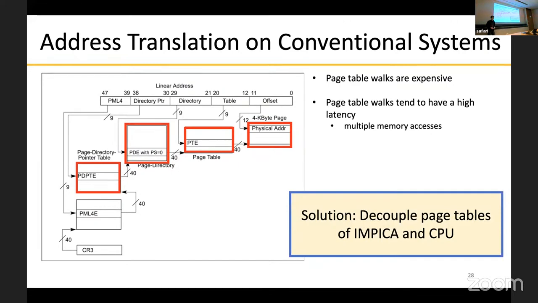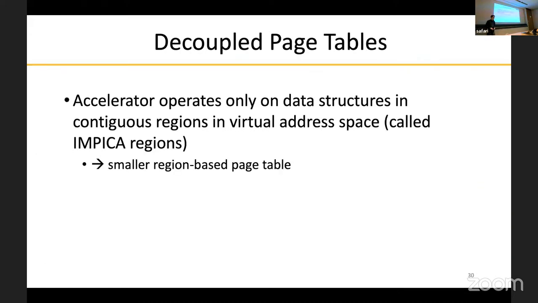So the solution that is proposed in the paper is to decouple the page table of the MPCA and the CPU. The key idea is that the accelerator will use a different page table, which is optimized because the MPCA only operates on continuous regions in memory. It can make some optimizations, which will lead to a smaller region-based page table.